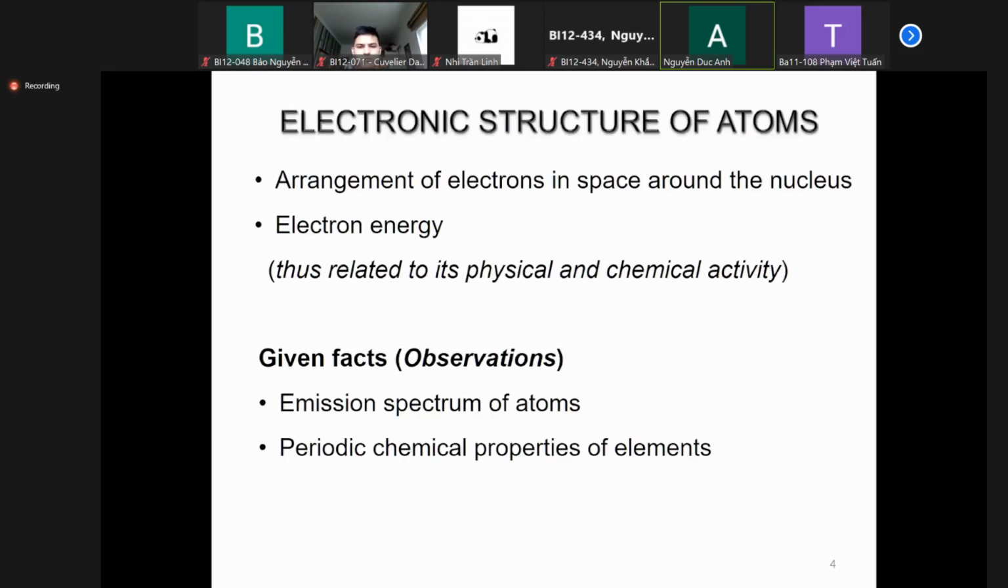So the lecture today is related to the electronic structures of atoms. This will give you some information related to the arrangement of electrons in space around the nucleus, and the electron energies. You will see that not all the electrons around the nucleus of one atom have the same energy. They have different energies, and different energies let the electrons move in different areas around the nucleus. We will try to make that clear in these lectures.